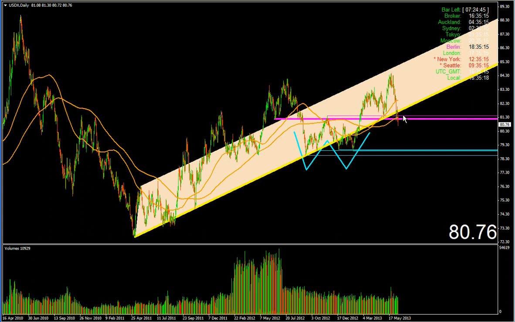Prices above 81.41, I would prefer the long side in the US dollar future. Prices down under 81.17, slightly the short side in the dollar future.